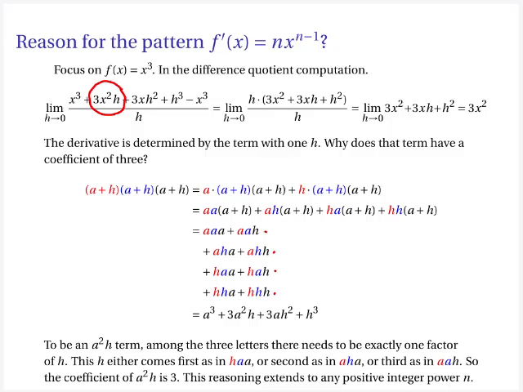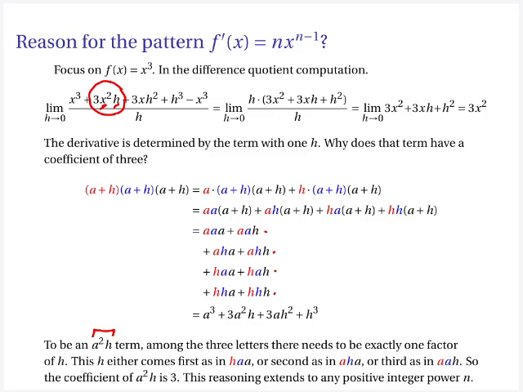Well, if you're going to have a single h, then what must be left is you must have 2 a's. So if you have a single h, then you must have 2 of the other letter. That explains why it says x squared. And why are there 3 of them? So to be an a squared h term, there's 3 letters. There's a red letter, a blue letter, and a black letter. Among the 3 letters, there needs to be exactly 1 h.